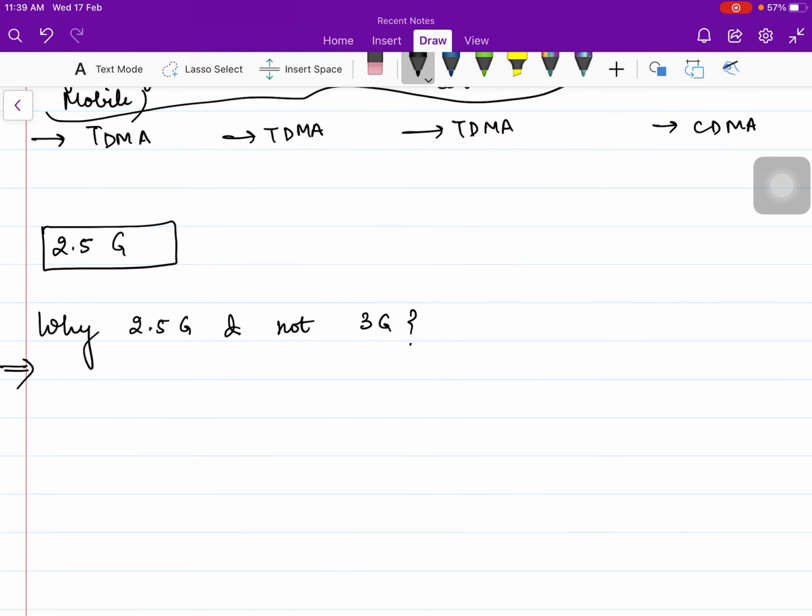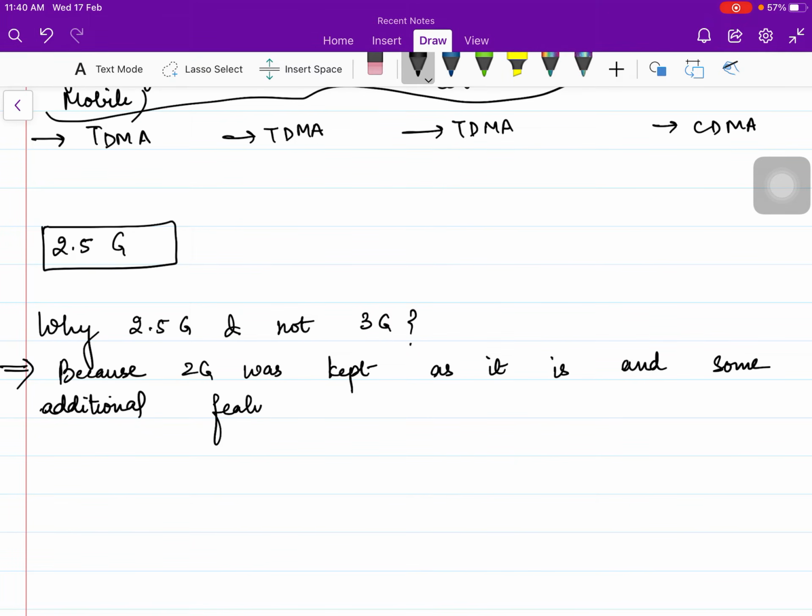So why 2.5G? Because 2G was kept as it is, and some additional features were added. Now what was the requirement to add the additional features? That means what were the problems in the second generation so that 2.5 generation had to come? So why these additional features?